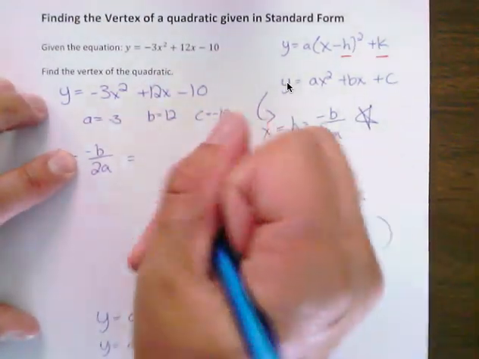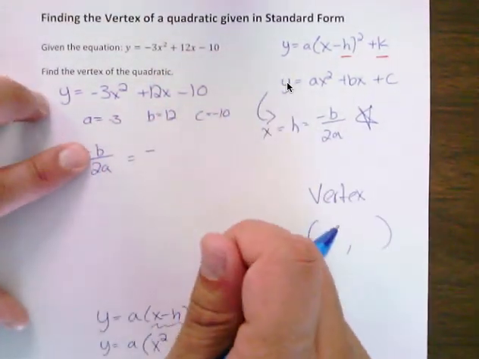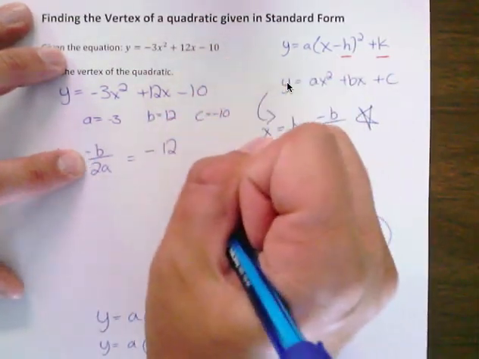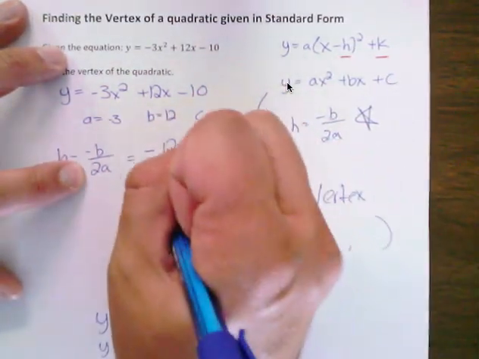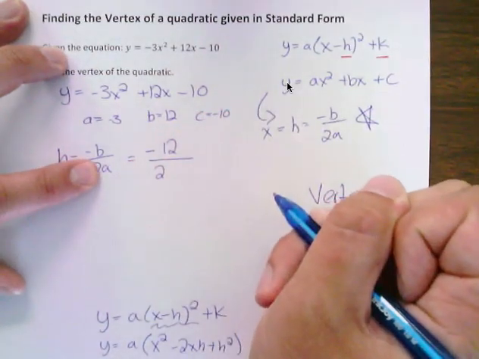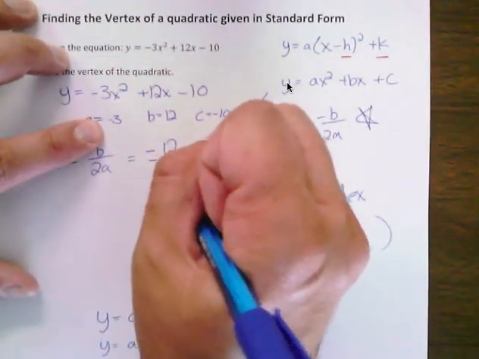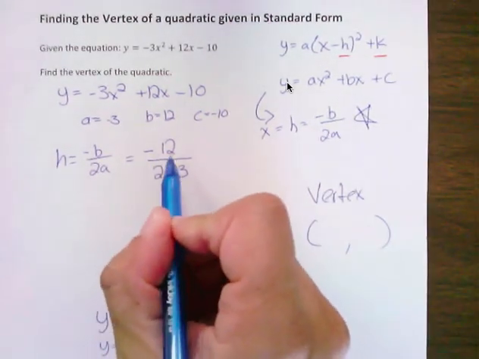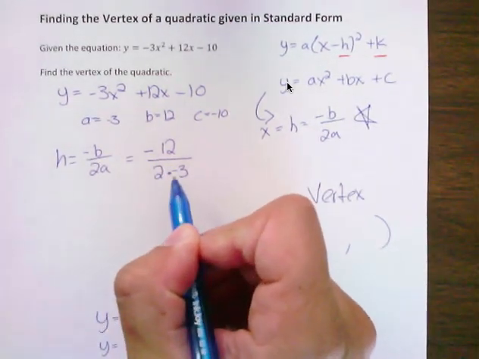First thing I need is a negative. Next thing I need is b, which is 12. I need a division sign. I need a 2 on the bottom, and I need a being negative 3. So my setup is I have negative 12 divided by 2 times negative 3.